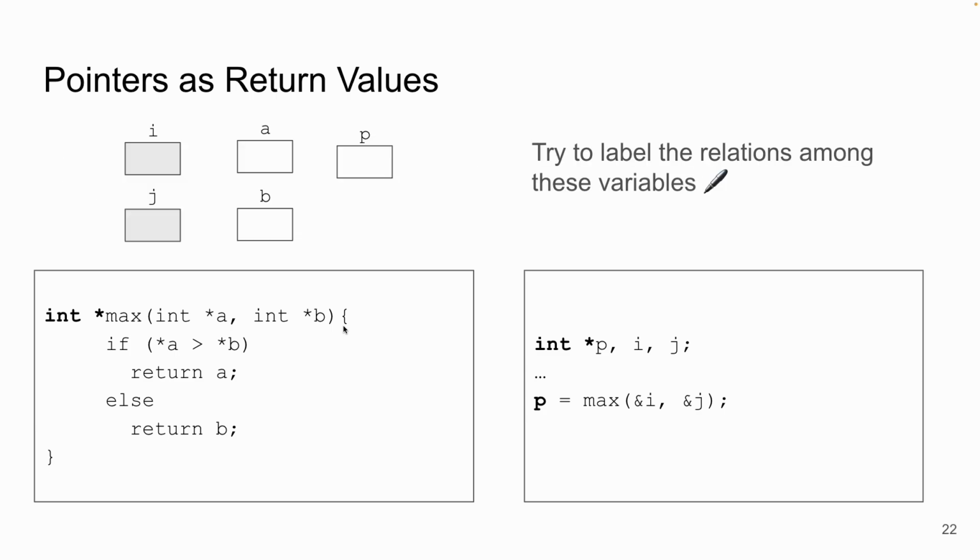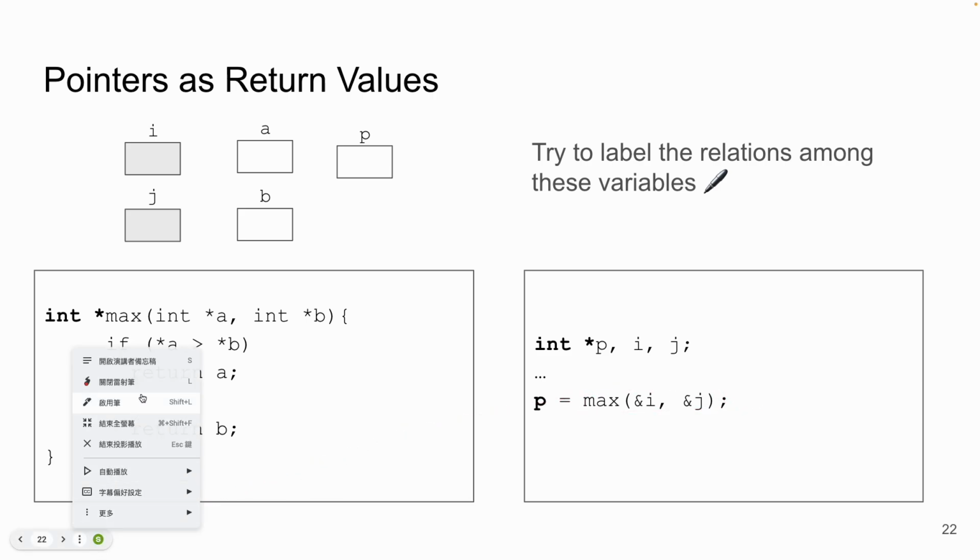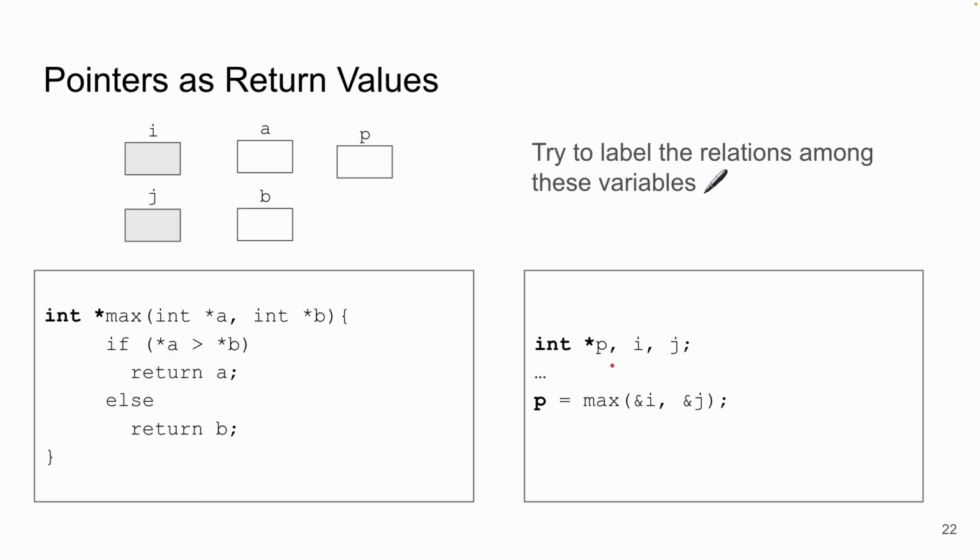Okay, so I just quickly explained the relationship between i, j, p, a, and b. But now I want to invite you to label the relationships between these variables by yourself. So first I recommend you start from this line here, and then try to interpret what happens if we have this function code. I will just show you the first few steps here.